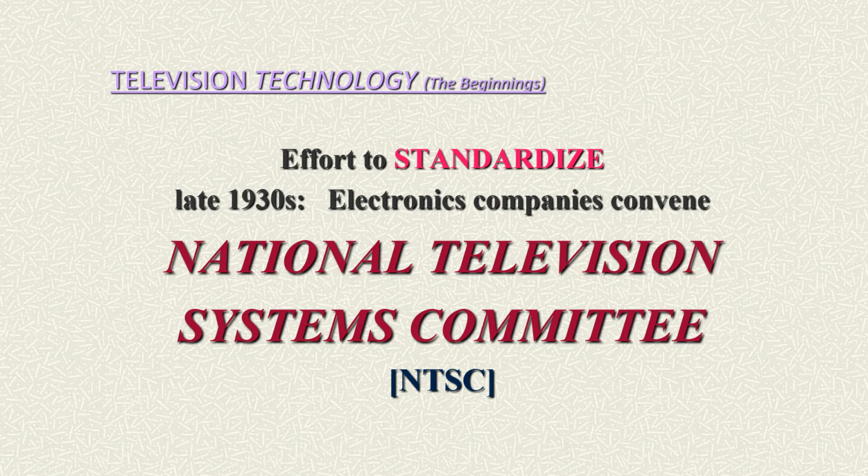In order to determine how things would be standardized, a committee was formed called the National Television Systems Committee. This committee was formed in the 1930s, and the idea was for technology companies, what would be the standards for this technology? What would be the signal's frequency? What types of cameras would need to be made, and what type of receivers, televisions, would need to be made? What were the standards for all of this technology?